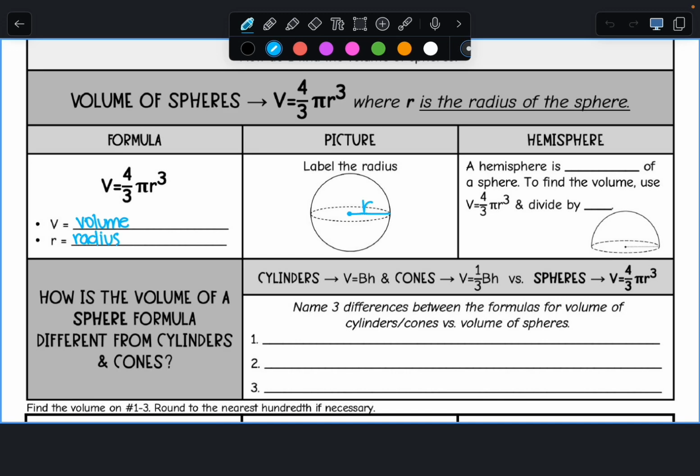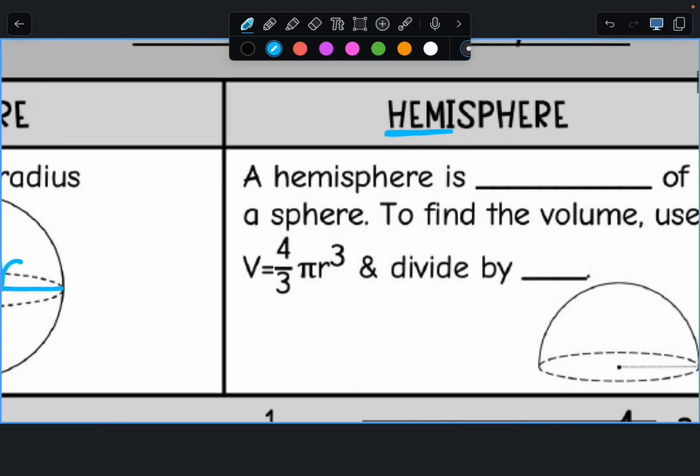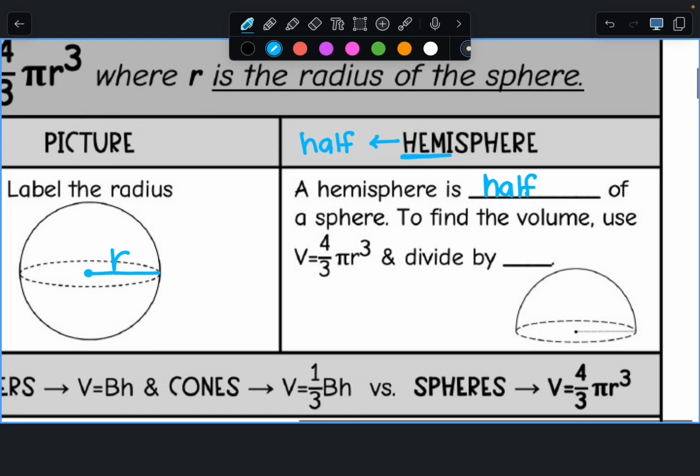Now, the only hard part about this lesson is going to be the word hemisphere, because hemisphere literally means half of the ball, half of the sphere. Okay? The prefix hemi means half. So to find the volume, you use the formula, but then you divide by 2 to split it into 2 equal halves.